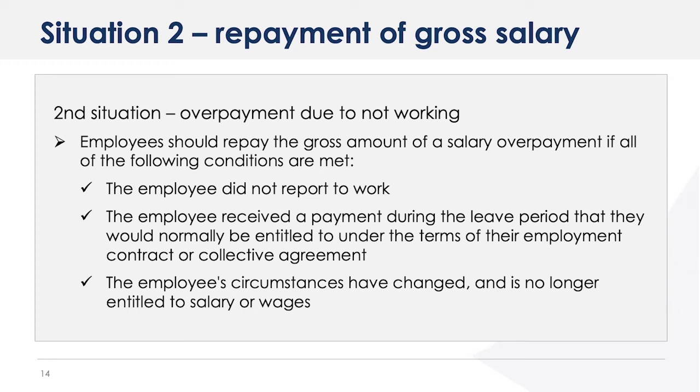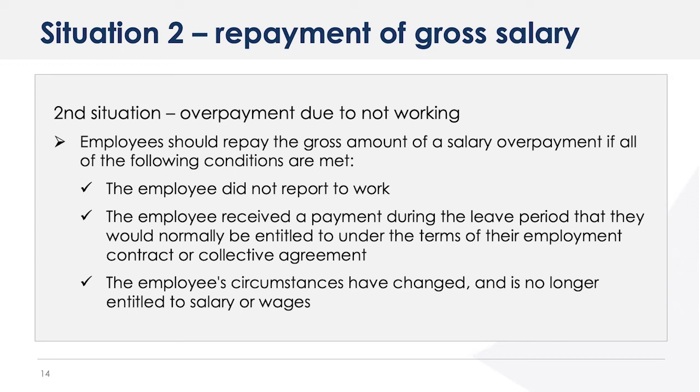We've seen what to do when a salary overpayment correction is due to a clerical, administrative, or system error. Now we can talk about the second salary overpayment situation, when an employee did not perform their duties or fulfill a contractual obligation for which they had received payment. Employees should repay the gross amount of a salary overpayment if all of the following conditions are met.